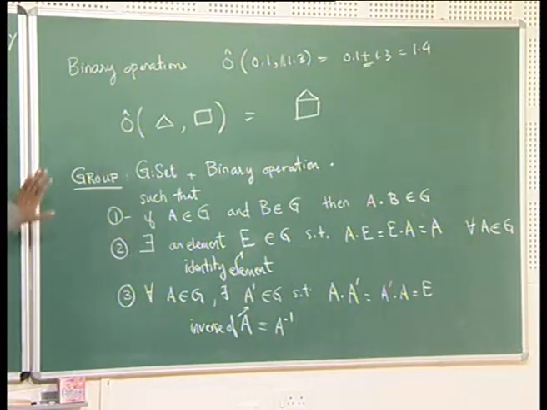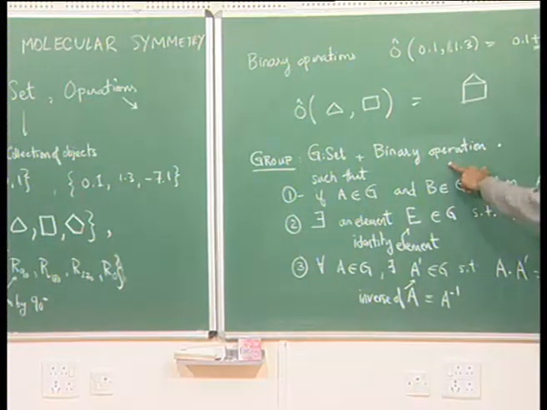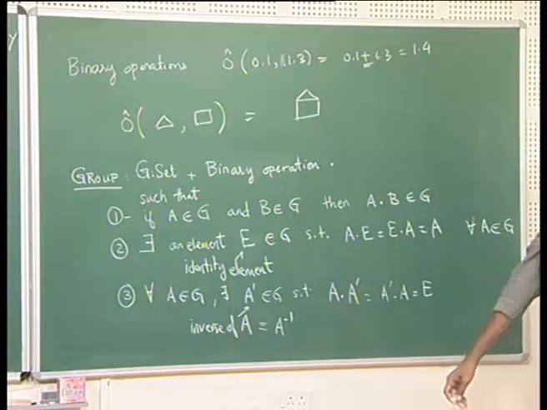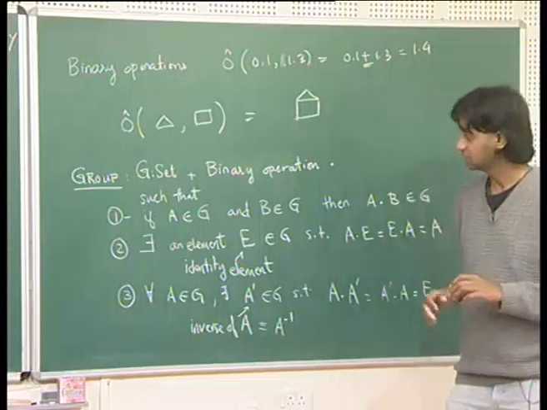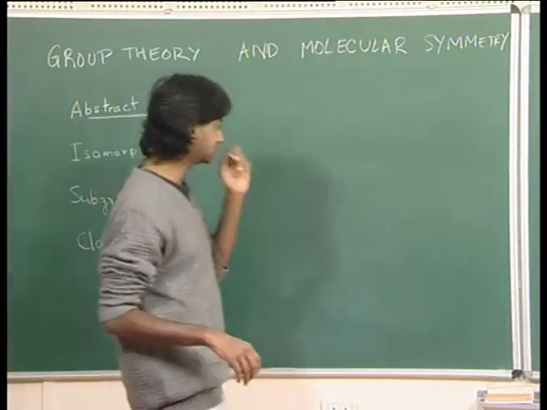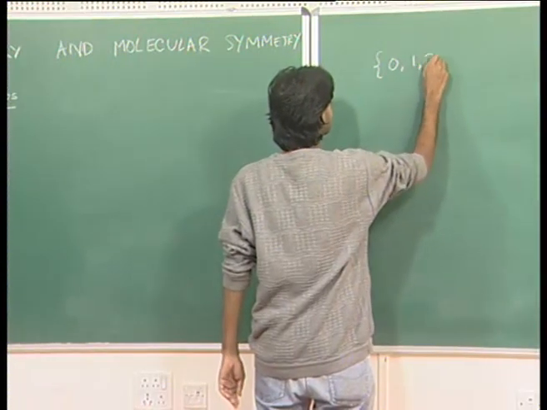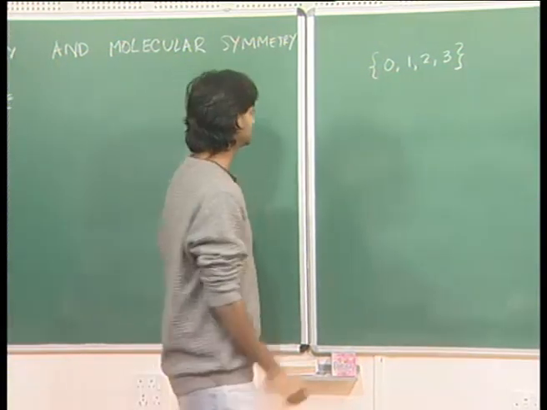Okay. So, now this is a very abstract definition, because we said that the set can be anything and the binary operation can be anything, but so long as they satisfy these properties, then you have a group. In order to look at examples of groups, you have to give examples of both the set and the binary operation. So, next we will look at a few examples of groups. Let us look at the set of numbers 0, 1, 2, 3. This is an example of a group.